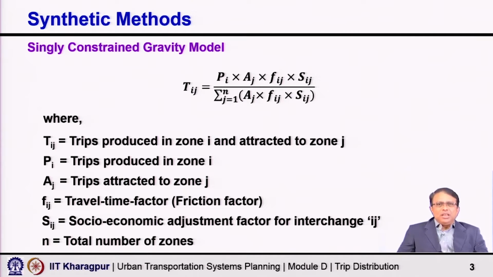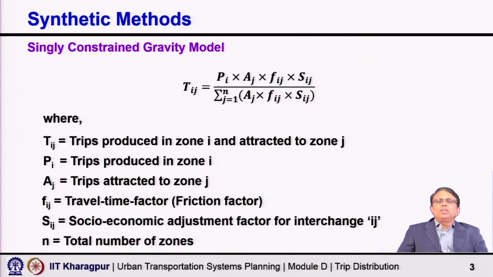How does it relate to the gravity model? I said that the basic formulation is that trip distribution is proportional to P_i, the production, and A_j, the attraction, and inversely proportional to some spatial separation. That means, the more the distance, the fewer the trips; the more the cost, the fewer the trips; the more the time, the fewer the trips, and so on. So, it is inversely proportional and normally it should be in the denominator.